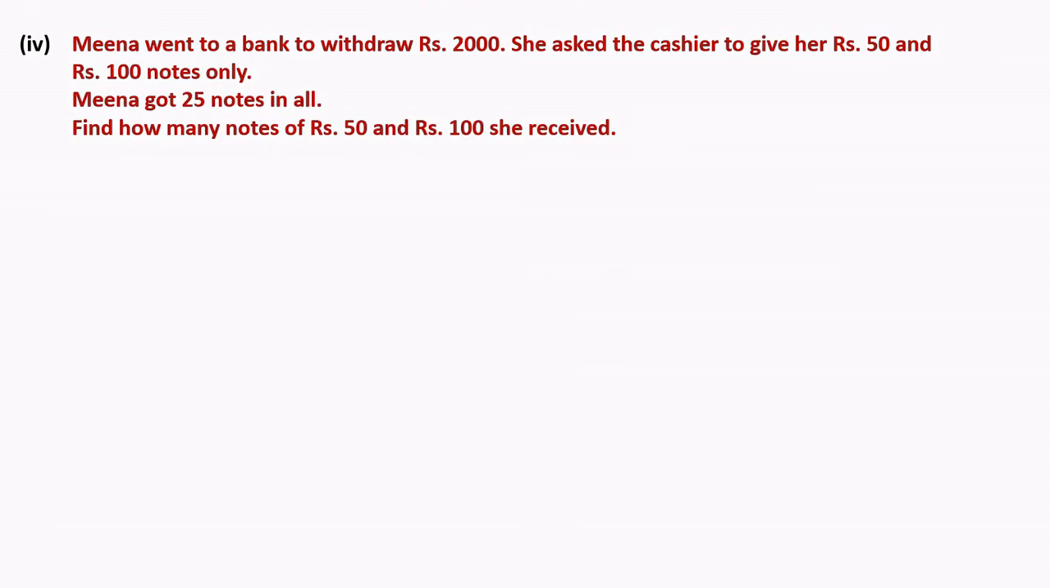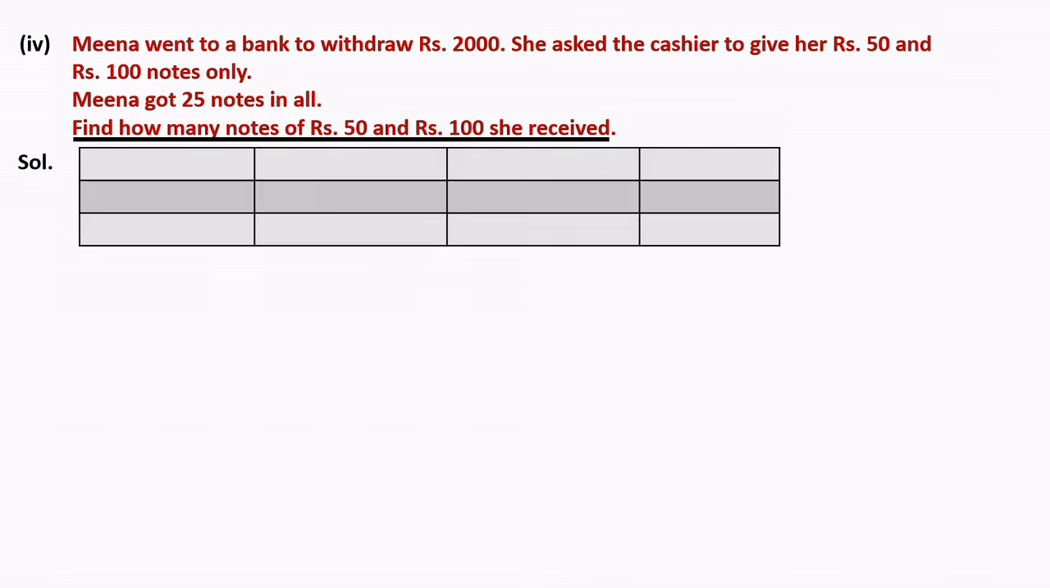Let's read the question. Meena went to a bank to withdraw rupees 2000. She asked the cashier to give her only 50 rupee notes and 100 rupee notes. She received a total of 25 notes. We need to find how many notes of each type she received. Now, let's begin the solution. Let the number of 50 rupee notes be x and the number of 100 rupee notes be y.